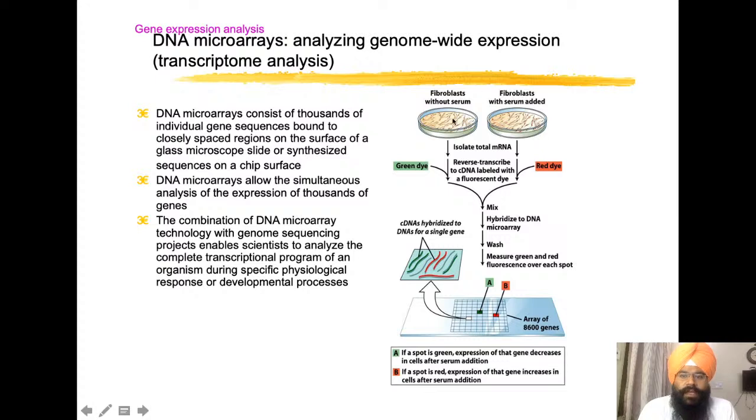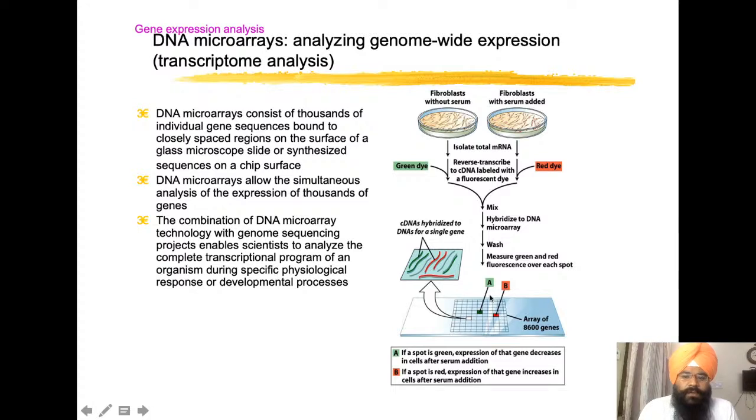So here you can see fibroblasts without serum and fibroblasts with serum. We isolate the total mRNA and reverse transcribe it to complementary DNA with a fluorescent dye. Then you have a green dye and a red dye. Then you mix them, hybridize to the DNA microarray, wash them, and measure the green and red fluorescence over each spot. So the complementary DNA hybridizes to the DNA for a single gene. Then you have gene A and gene B present on these slides.